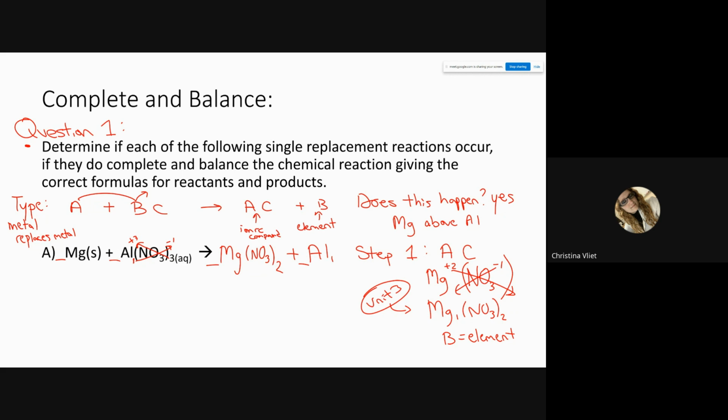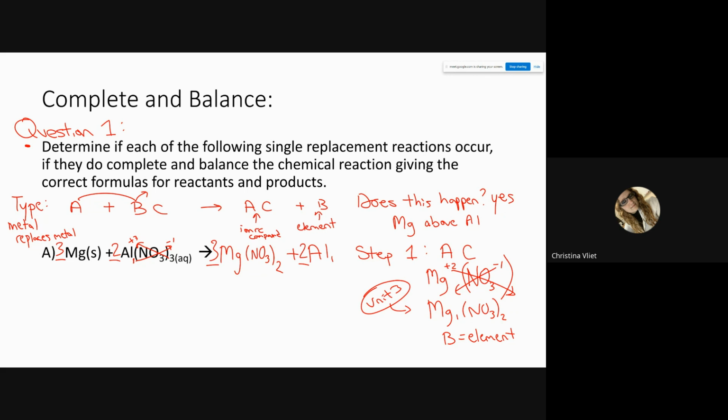So now nitrate, I see 2 and 3. I want to make those the same. Nitrate, there's 3 here and there's 2 here. So the first number in common is 6. So I'm going to put a 3 here and a 2 here. Fix your aluminums to 2. Fix your magnesiums to 3. And it is balanced. Step 2 is done.